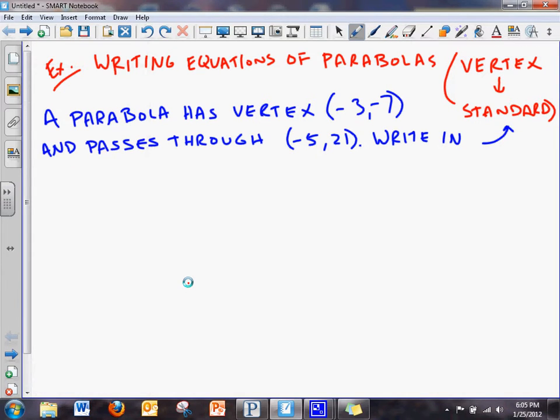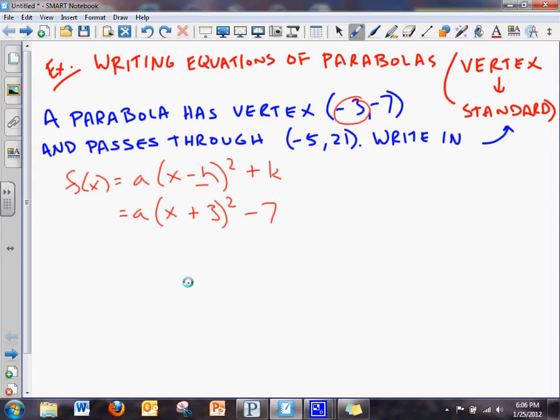So first we'll start with the formula for vertex form. We don't know what the lead coefficient is. We'll have to find that. But this should look familiar. We're going to use the vertex to fill in for h and k. So if it's -3, minus h here, we're going to do +3 inside the parentheses. Plus k just means we use the sign of the y-coordinate. So it's -7, we're going to do -7. All right, that's the easy part.